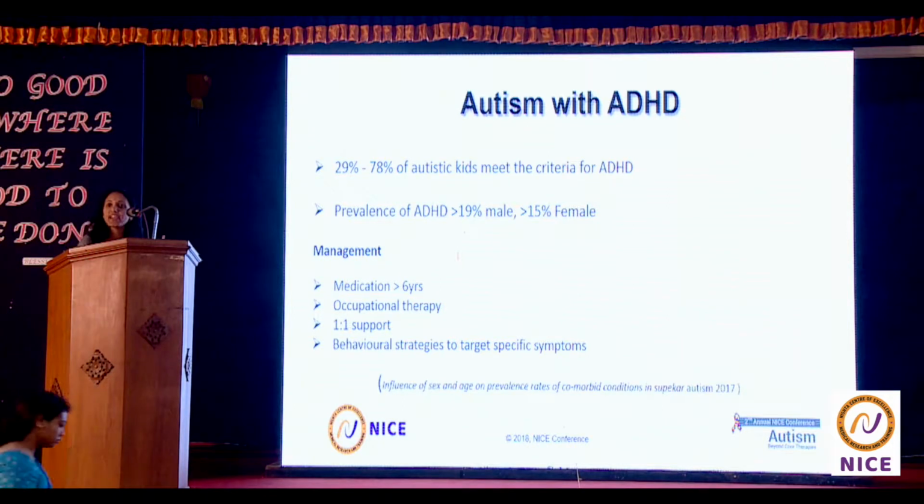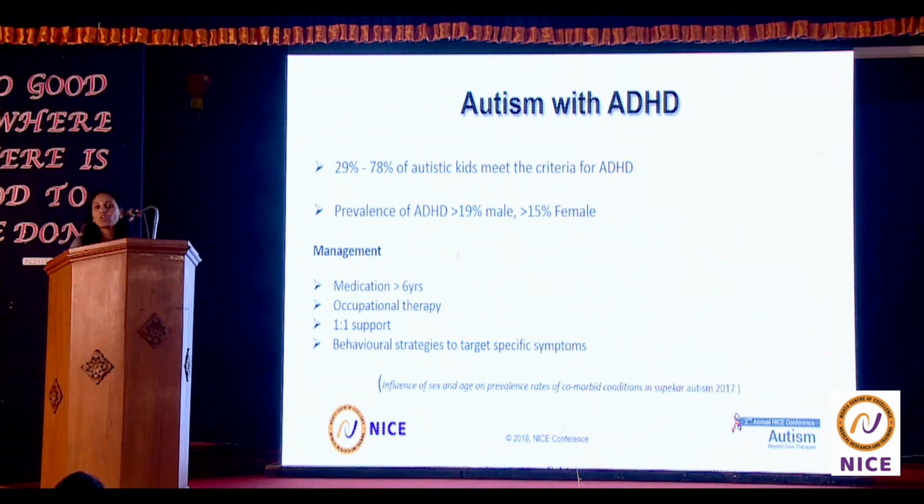Okay, the next one is ADHD. Again, the prevalence varies from paper to paper, but generally 29 to 78% of autistic kids have ADHD. One paper looked into the prevalence between males and females, and as usual, males are more prone to have ADHD. We are going to have a separate session in the afternoon, so just briefly regarding the management.